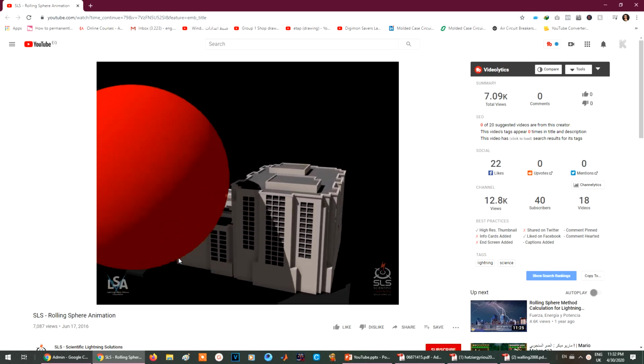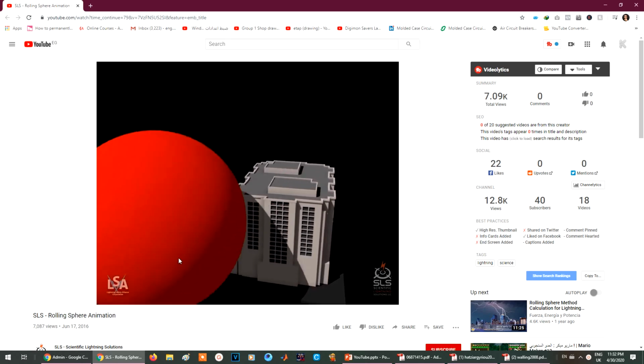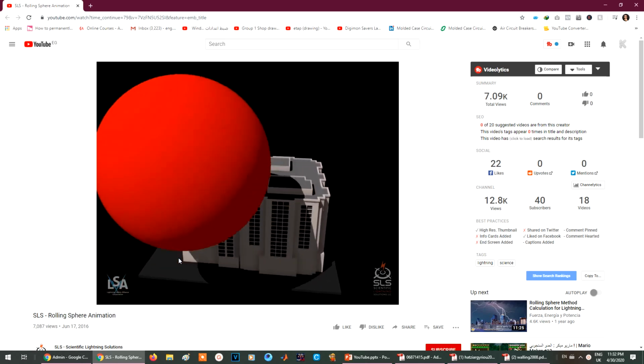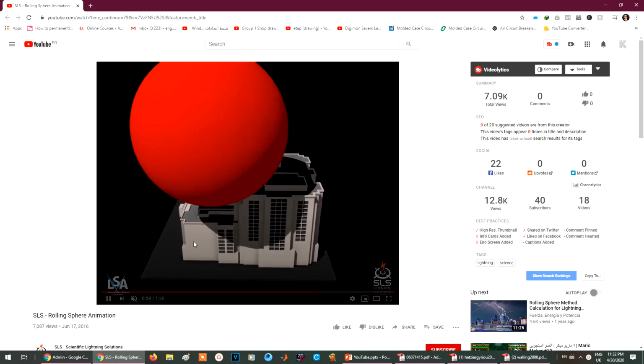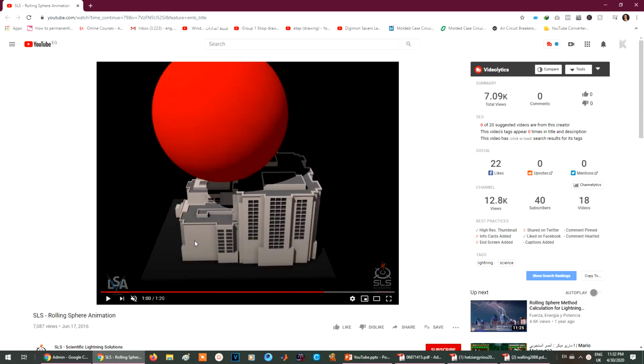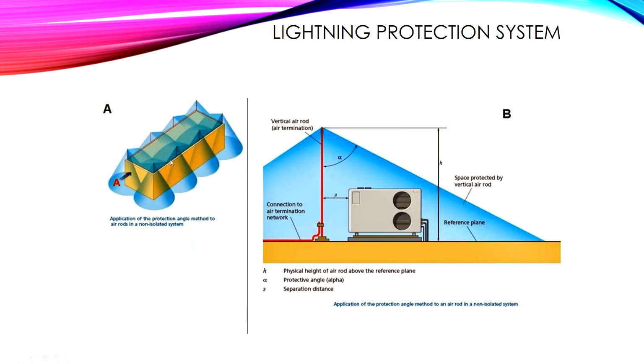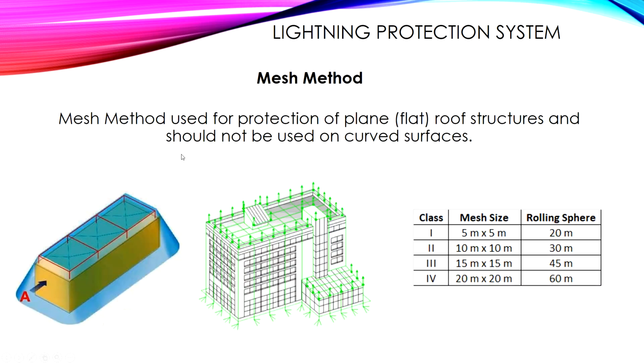So we need to protect all of this point. So this theory is called the rolling sphere. Okay, now let's get back to our slides. So now by knowing the height which we selected, we will know the protection angle and we will know the distance required between two rods. This one was the first method of air termination design.